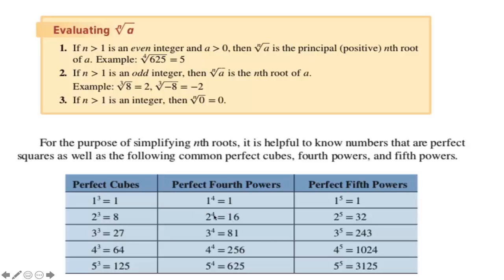And then here are the fourth powers. 2 to the 4th power is 16, 3 to the 4th power is 81, 4 to the 4th power is 256, 5 to the 4th power is 625. And then 5th powers: 2 to the 5th power is 32, 3 to the 5th power is 243, 4 to the 5th power is 1024, and 5 to the 5th power is 3125. So maybe some of these big ones we don't have to really know, but definitely all the lower ones you want to know. Anything 125 or 256 or less, you definitely should know. These up here you probably should know, because they come up a lot.